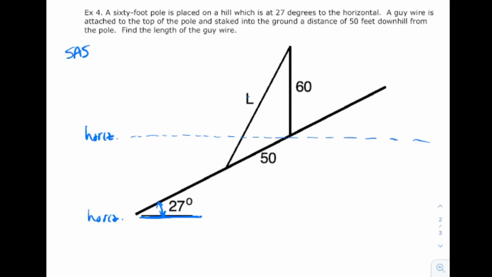Now if these two lines are parallel, do you remember this thing? It's called alternate interior angles. Remember that idea? So if you have something like this, this angle has to be the same as this angle. They're both on the inside of the parallel lines, interior, and on opposite sides of the crossing line. Alternate interior angles must be the same. So if that's 27 degrees, then guess what? That must be 27 degrees.